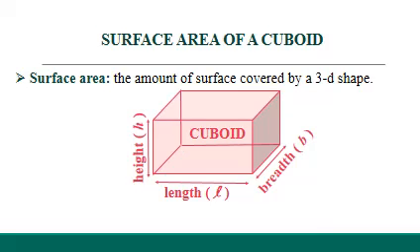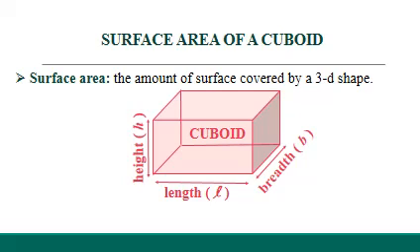Surface area of a cuboid. Surface area and area are two terms which mean the same, but we use the term area for a 2D figure, whereas surface area is the term which is used for a three-dimensional shape. So for a cuboid, we are using the term surface area. The surface area is the amount of surface covered by a 3D shape.